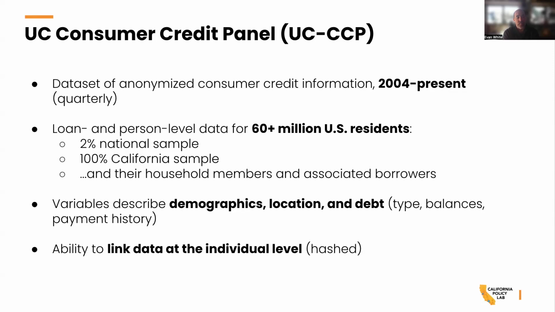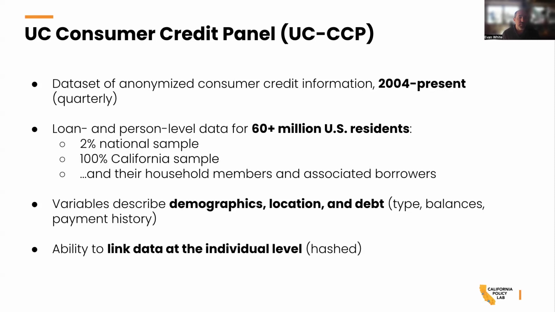In addition to the primary sample that we pull, we also get the household members of everybody in the sample, as well as any associated borrowers, so people who co-signed a loan with them or are authorized users on a credit card or something like that. We get person-level information like demographics, location, and then we also get account-level information about all of their loans and credit products and debts. So we get what the type of the loan is, what the balance is, the payment history, information about the origination. So it's very detailed data.